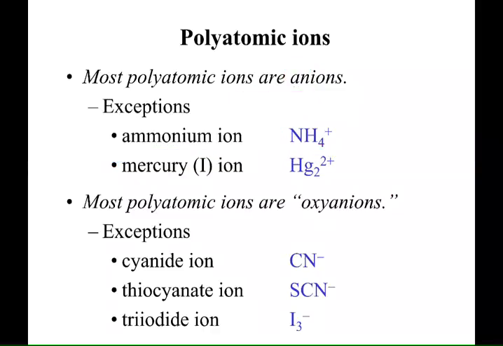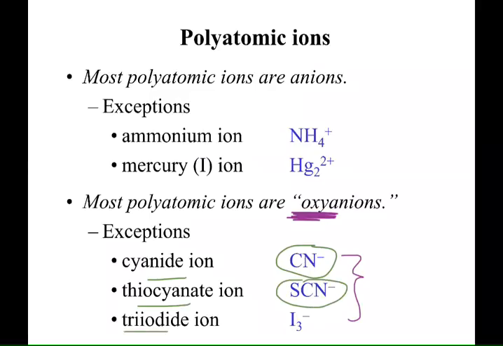So most of them are negatively charged. Those are the two positively charged ones you need to know. And I'm going to show you a bunch of polyatomic anions that contain oxygen. These are some exceptions that don't have oxygen in them, but you're going to need to know them. There's the cyanide ion, CN -1, thiocyanate, SCN -1, and I like this one, the triiodide, where you have three iodines all running around with a -1 charge. Is that not cool or what? So you're going to need to commit those to memory.